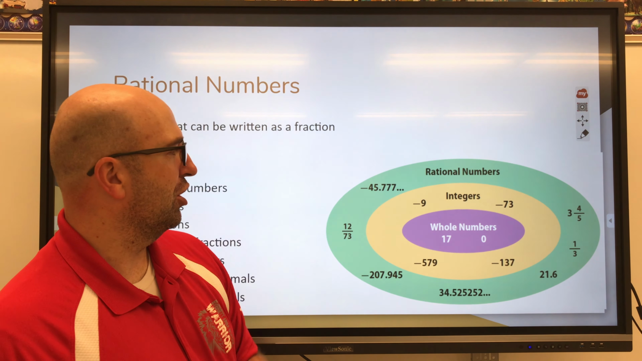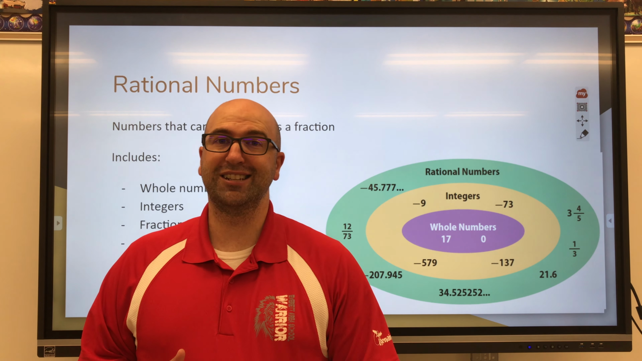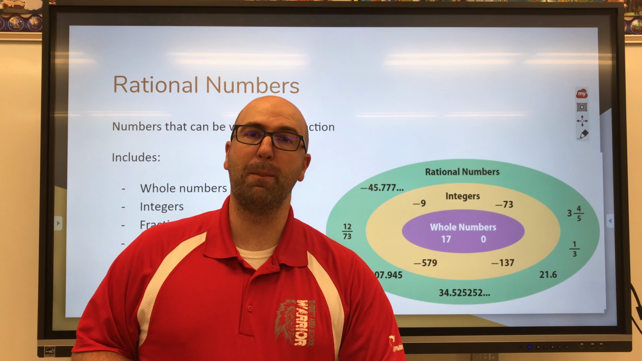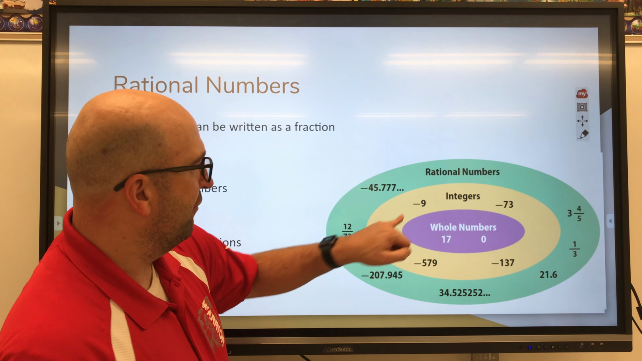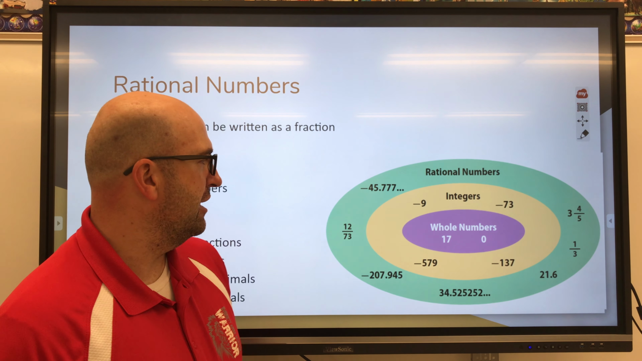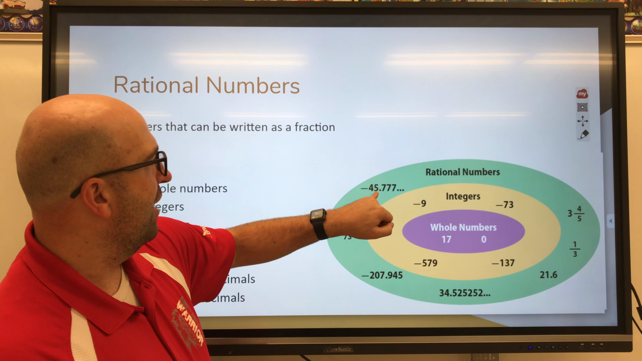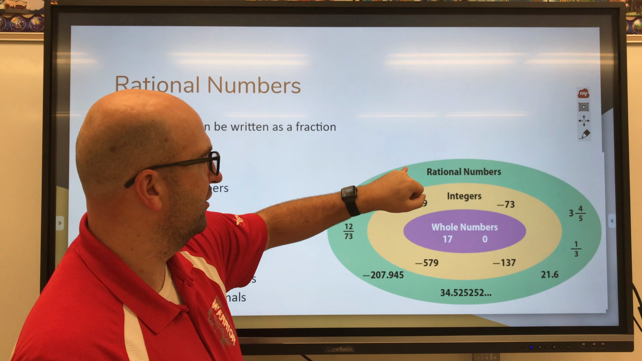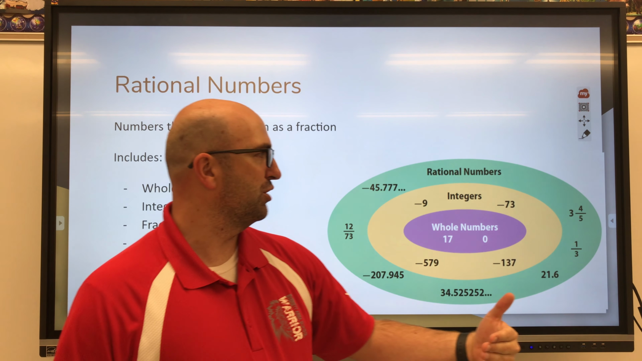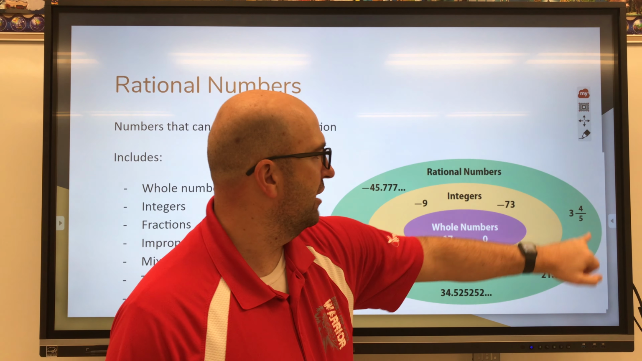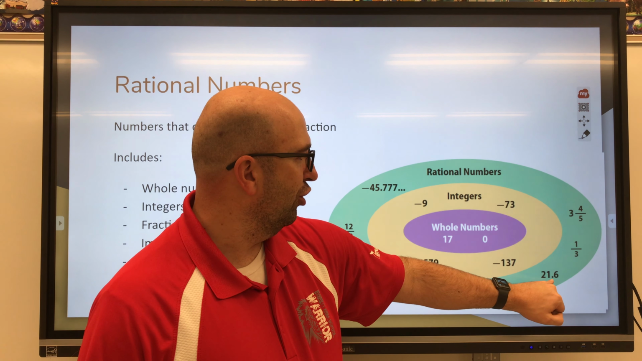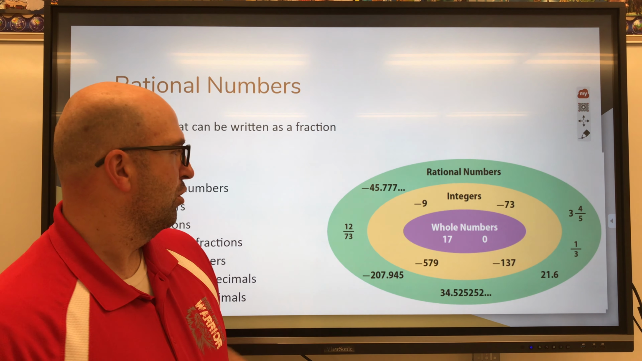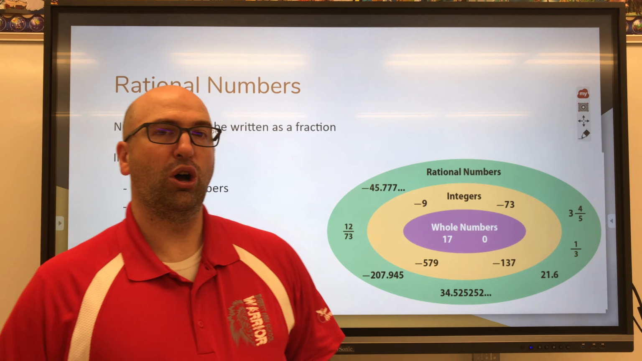So you can see this chart. This chart shows you an example of what rational numbers may look like. You would have regular integers, -9, -73. You would have a repeating decimal, -45.7777. Repeating decimals are rational numbers. Mixed numbers, fractions, terminating decimals. So those are all examples of what rational numbers would look like.